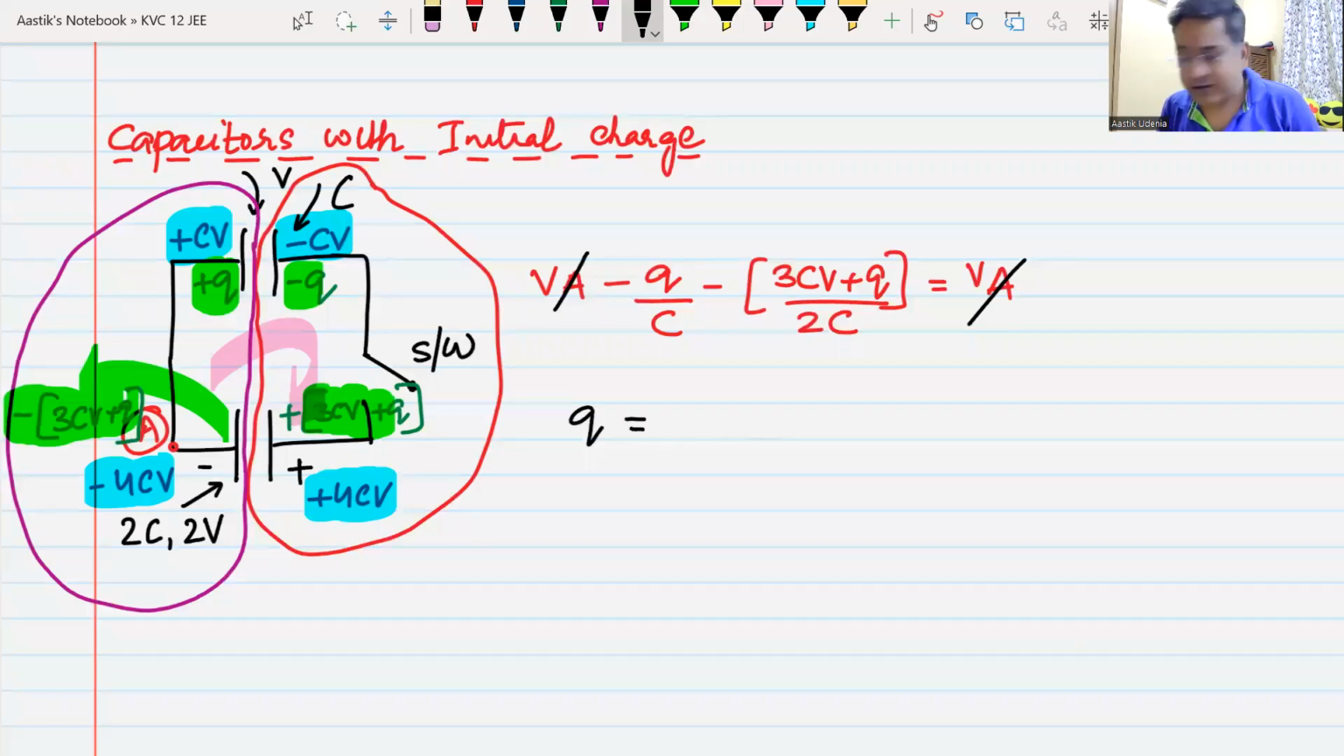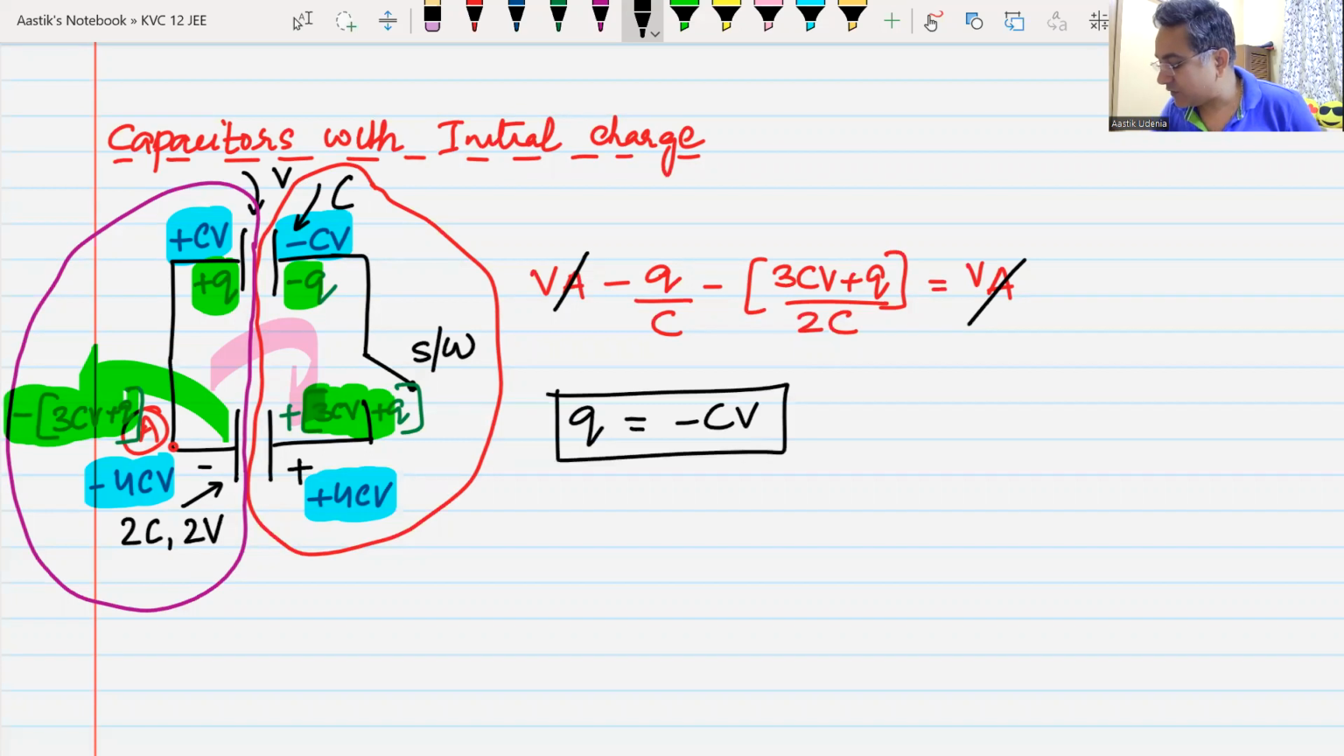What is the answer that we are getting? Minus CV. That looks like an answer from this universe, and in the 4% that we see, not the 96% that we don't see. That means my assumption of the first plate of the capacitor was wrong. It does not remain a positive plate. It becomes a negative plate.